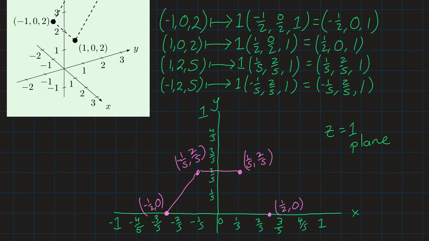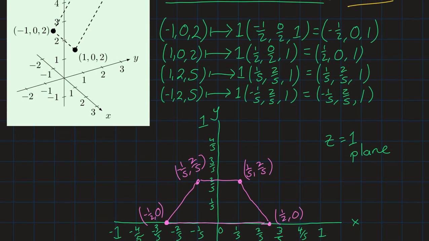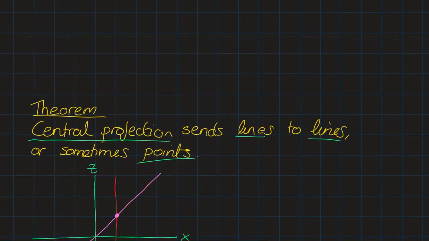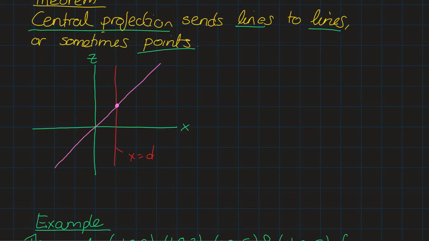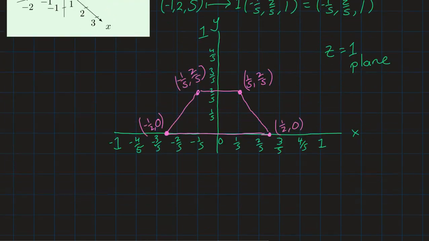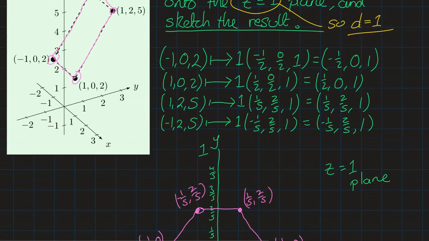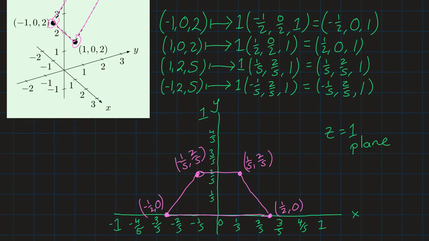Because I know that line segments get sent to line segments, I know I can join up these points. I never explicitly mentioned this, but this is why the theorem up here is so useful. Telling you that line segments get sent to line segments means that if I want to work out the image of this rectangle, I don't need to work out the image of every single point individually. I just work out the image of each of the vertices and then join them up like this. So this is what the image of that rectangle looks like.